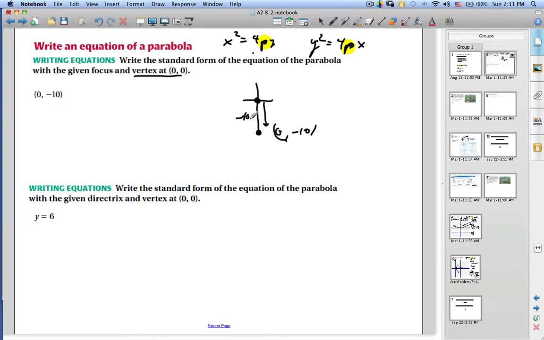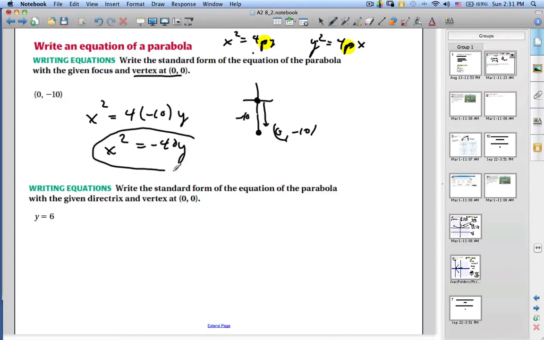Okay, now, this item is going to open down, right? So it's going to be in the form which has x squared. So I know that x squared would be equal to 4 times my value of P, negative 10, times y. So x squared is equal to negative 40y. Okay, so very simple. In this case, I'm finding P. It's the distance between these items.